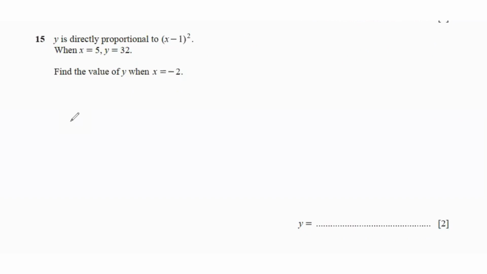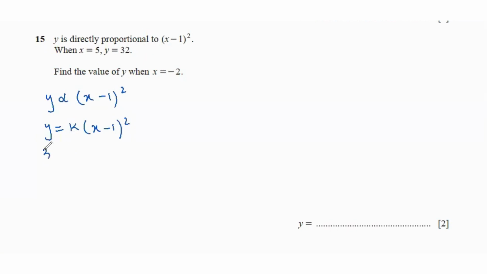Question 15, y is directly proportional to x minus 1 whole square. When x is 5, y is 32. Find the value of y when x is negative 2. So if it's directly proportional, that means when y increases, x minus 1 whole square also increases, or if y decreases, x minus 1 whole square would decrease. So it's going to be y equals k times x minus 1 whole square.